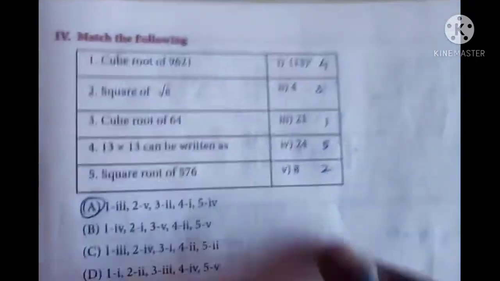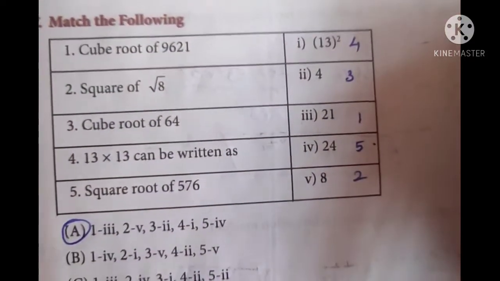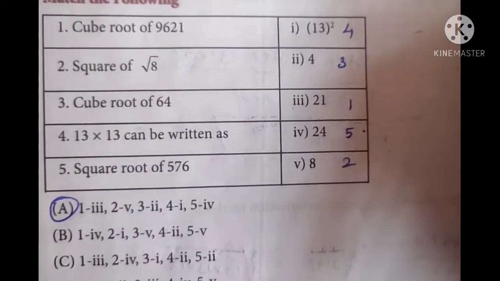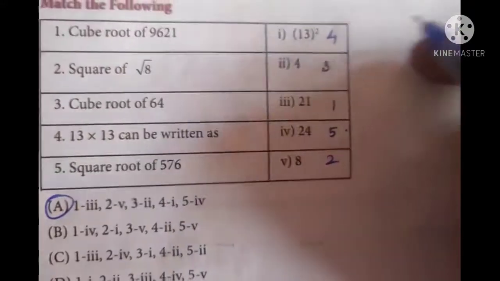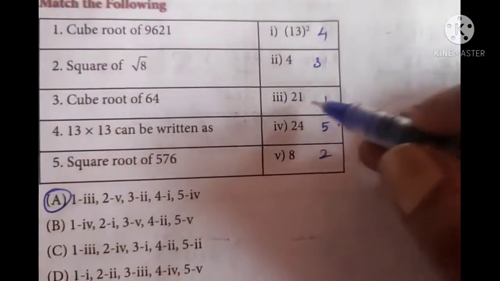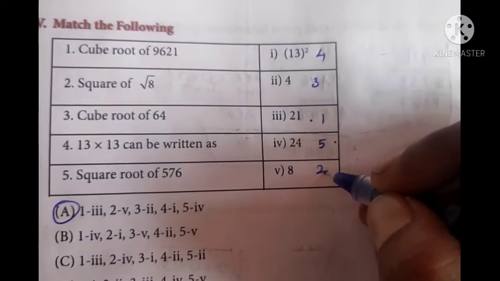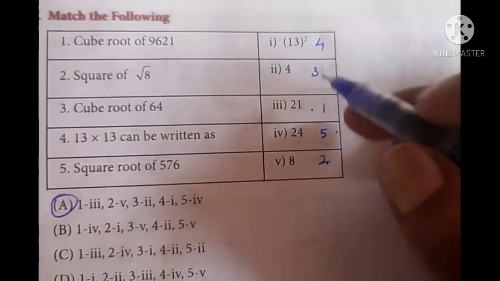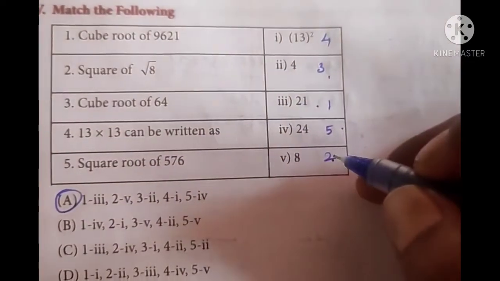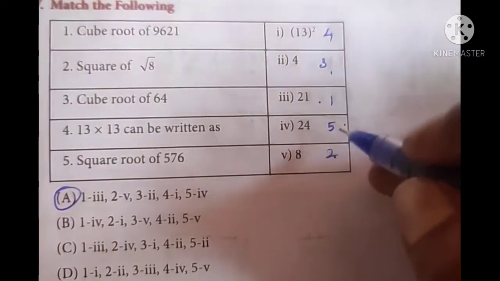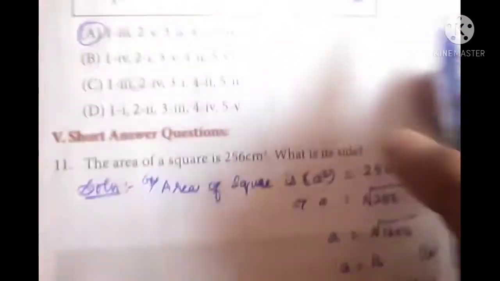True. Match the following. Cube root of 9261, square root of 8, cube root of 64. 13 into 13 can be written as square root of 576. Cube root of 9261 equals 21. Cube root of 64 is equal to 4. 13 into 13 can be written as 13 square. Square root of 576 is equal to 24. So A is the correct answer.